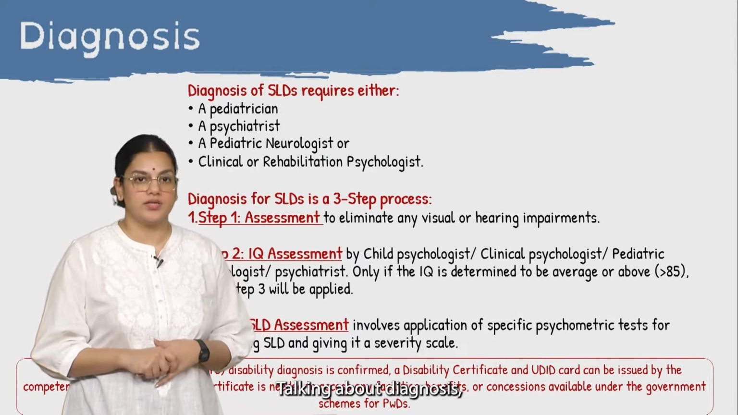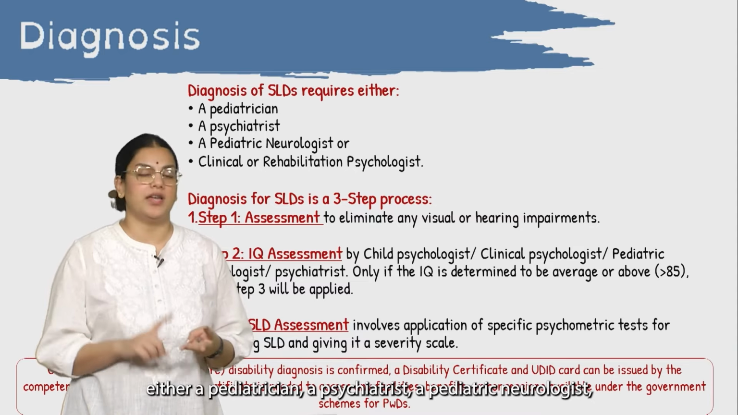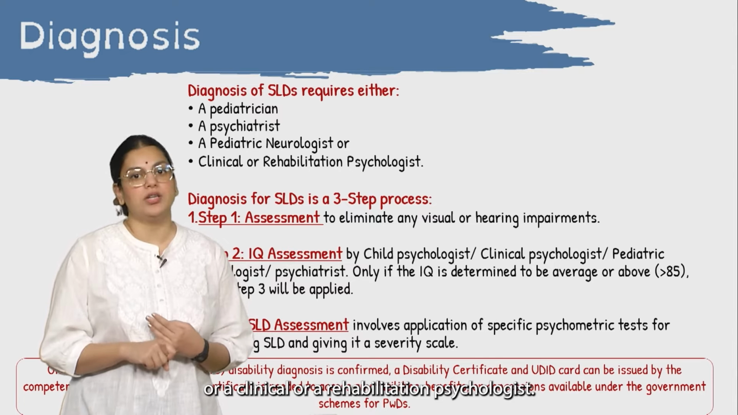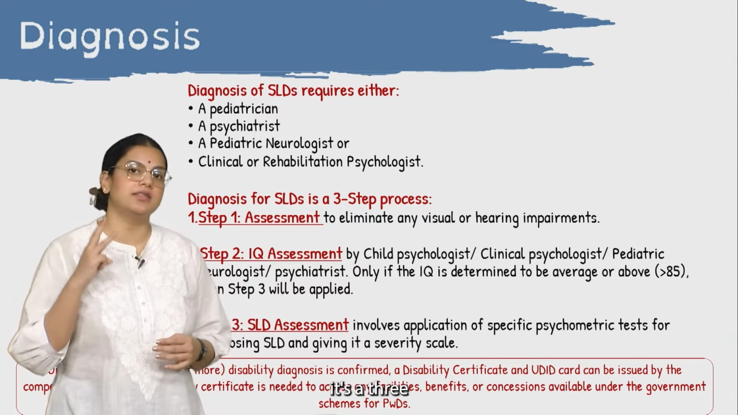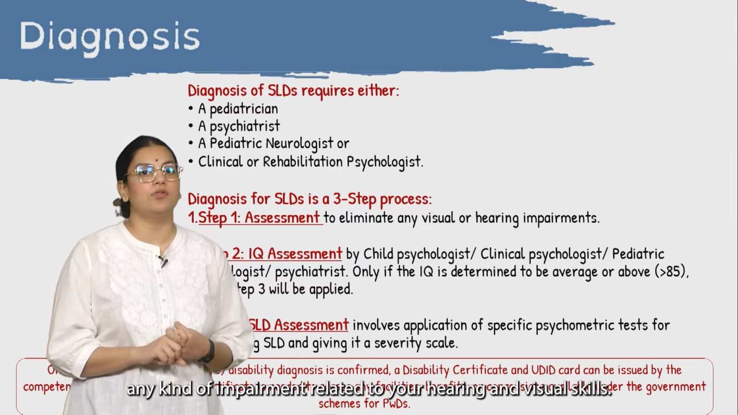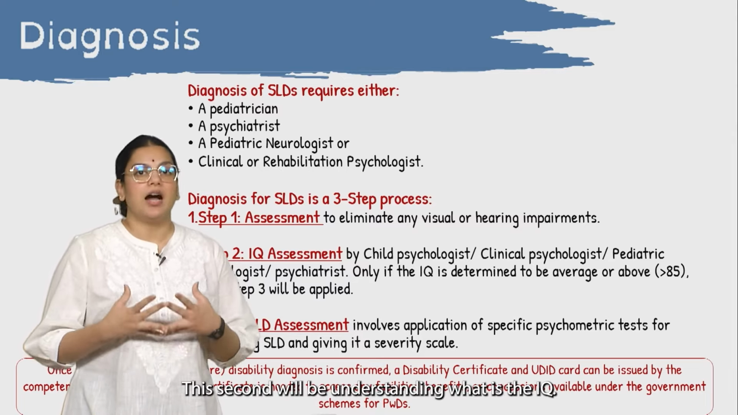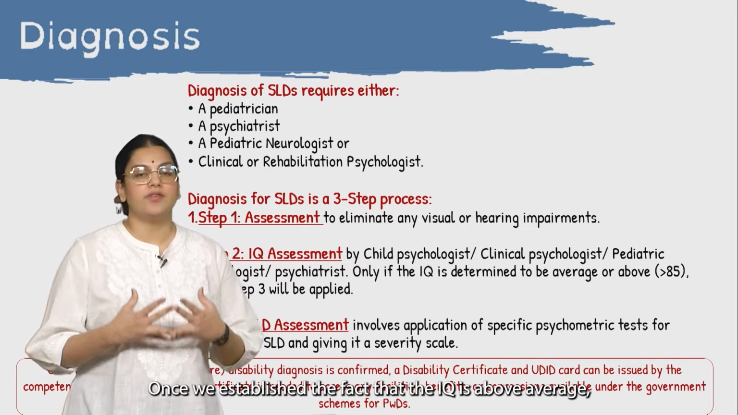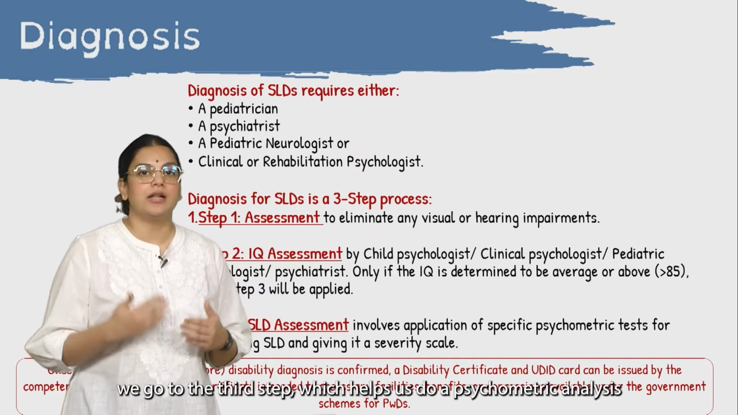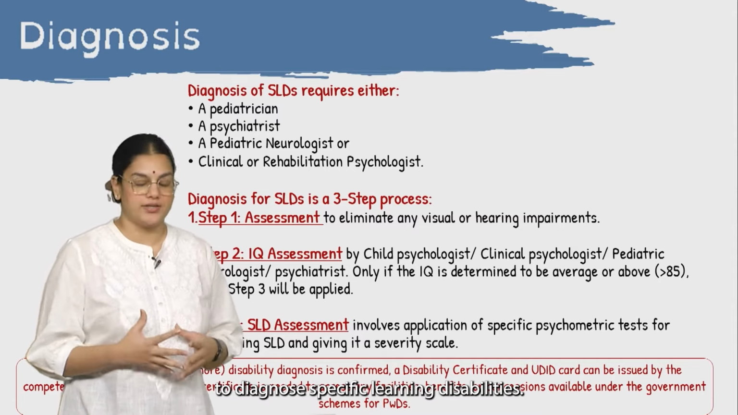Diagnosis of SLD requires either a pediatrician, a psychiatrist, a pediatric neurologist, or a clinical or a rehabilitation psychologist. You have to understand it's a 3-step process, where in the very first step you try to eliminate any kind of impairment related to your hearing and visual skills. The second step is understanding what the IQ is. Once we have established that the IQ is above average, we go to the 3rd step, which helps us do a psychometric analysis to diagnose specific learning disabilities.